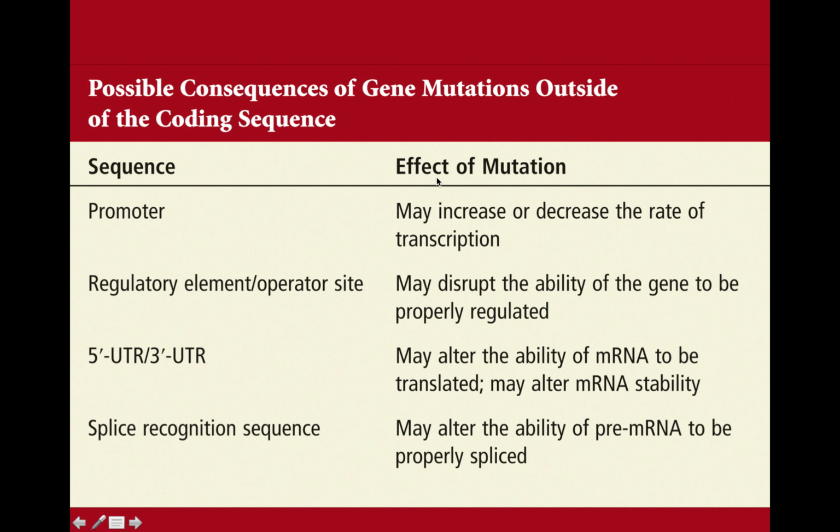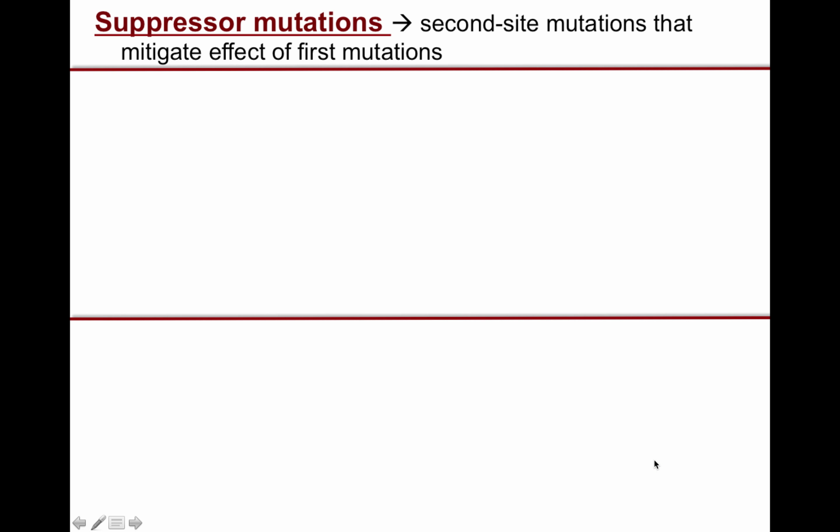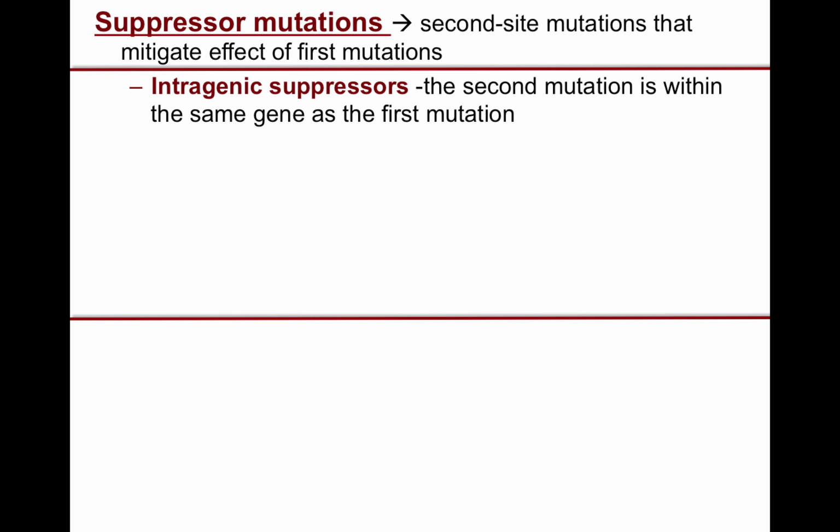So these are some of the consequences of mutating nucleotides that are not within the coding regions: the promoter, regulatory elements, the 3' and 5' UTRs, splice site recognition, just what we just went over. Suppressor mutations. What are suppressor mutations? They're second site mutations that mitigate the effect of the first mutation. So you can have intragenic suppressors. That means mutations within the same gene.